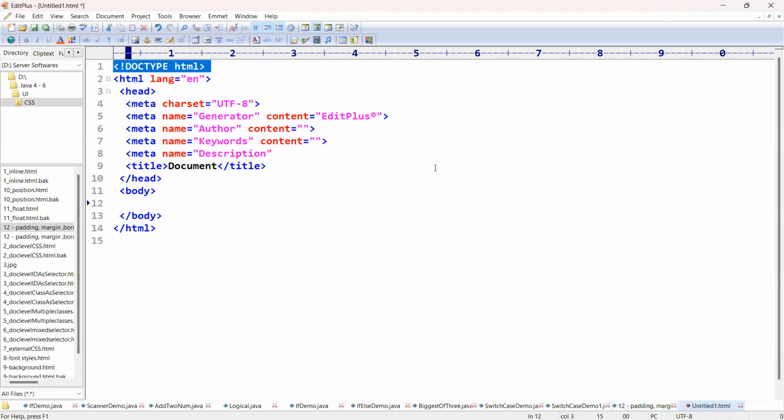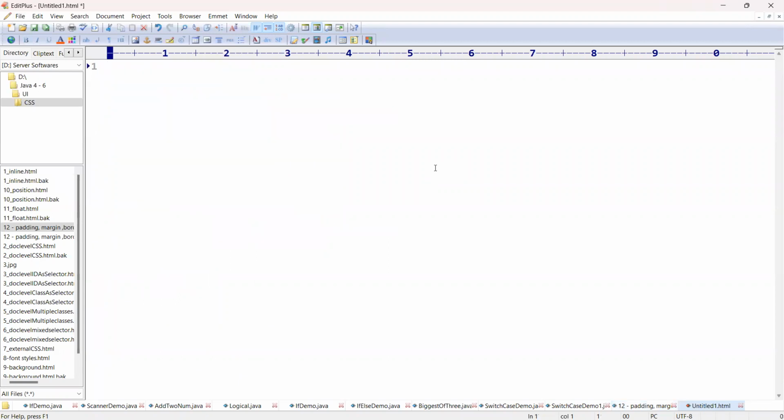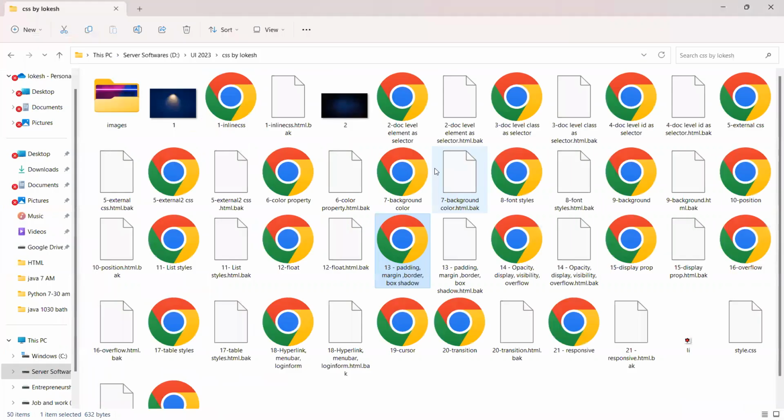So in today's class, I'll be discussing opacity, display, visibility, overflow. These are also very important CSS properties. These four are also very important properties. Okay.